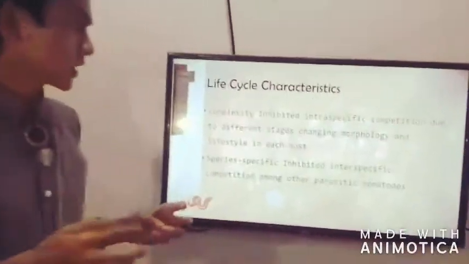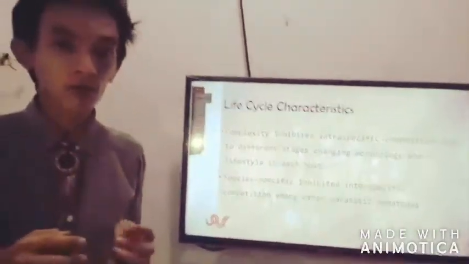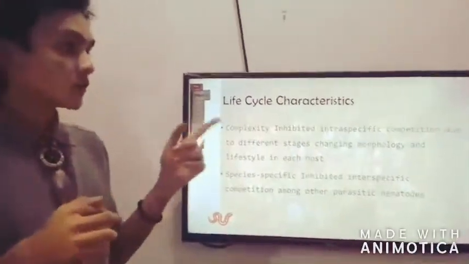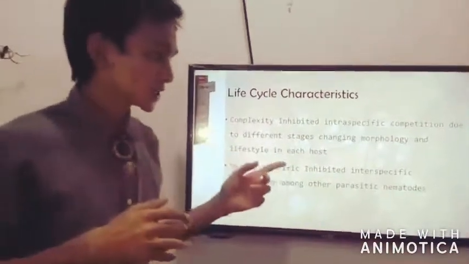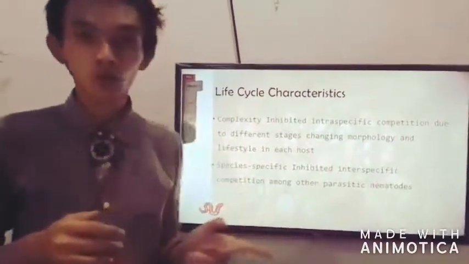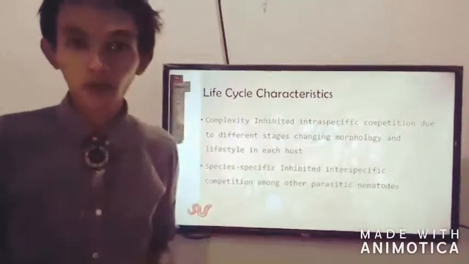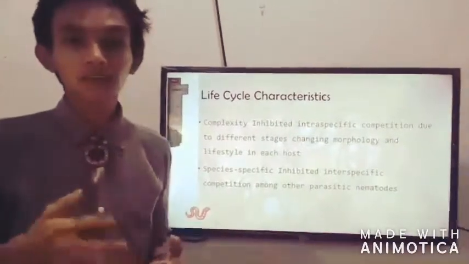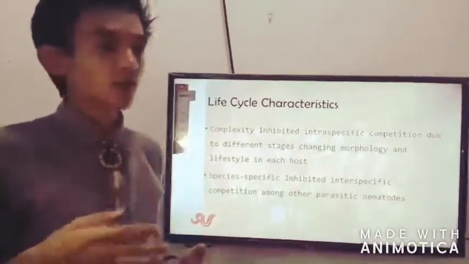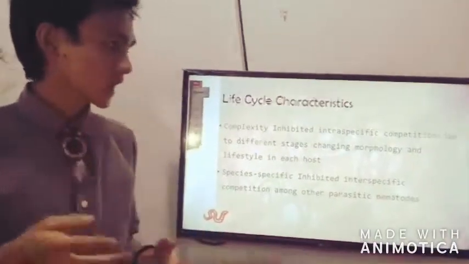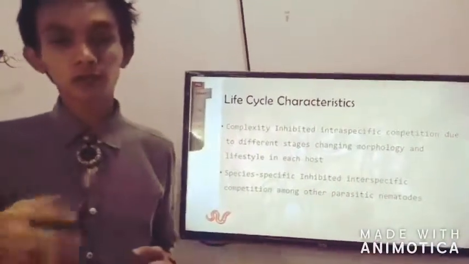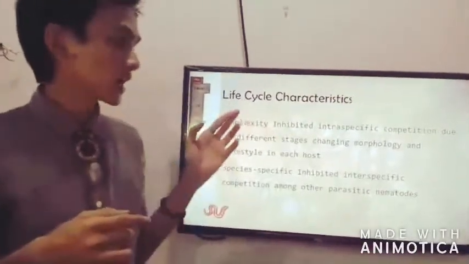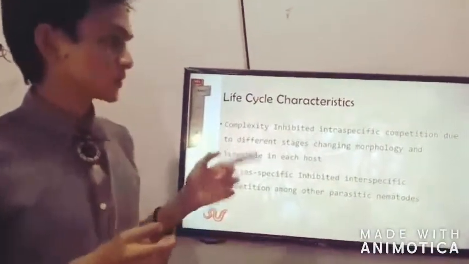Life cycle characteristics. The complexity of the life cycle of each nematode inhibited intra-specific competition due to different stages, changing morphology and lifestyle in each host. There are two major forms, right? The trophozoite and the cyst forms. These stages require different hosts, different lifestyles or nutritional requirements, which enabled the inhibition of intraspecific competition.